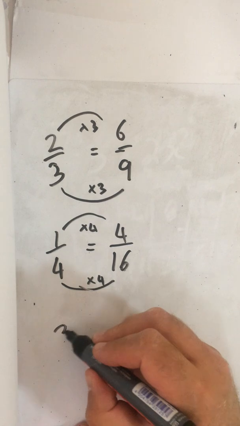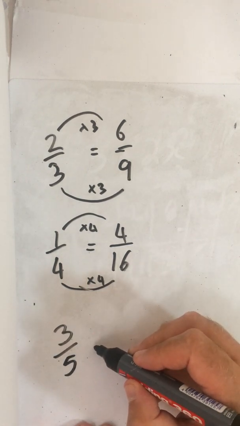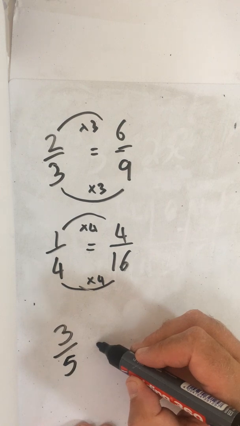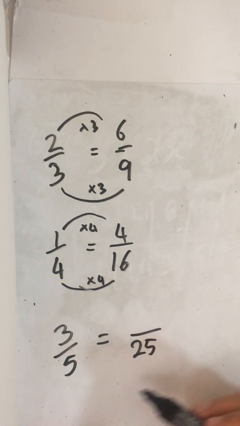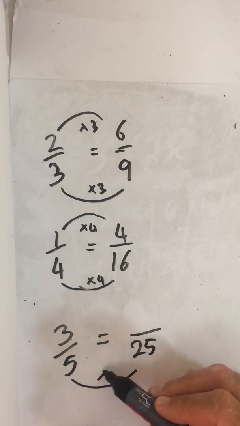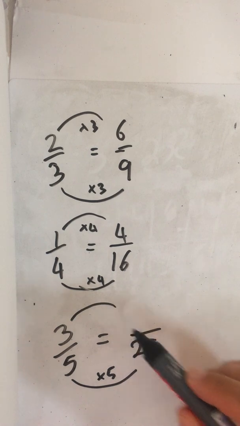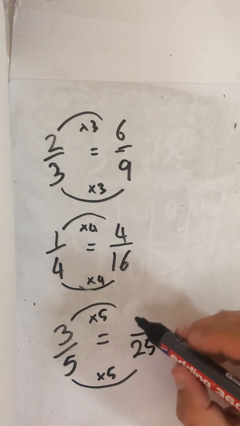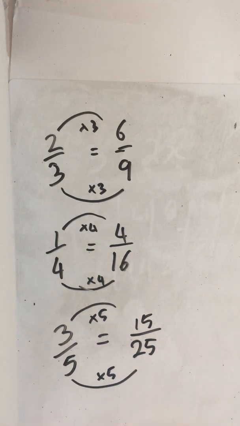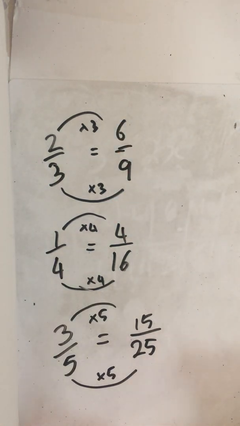Actually, now I've got 3/5, and I want to turn 3/5 into an equivalent fraction over 25. Okay, how am I getting from 5 to 25? Times it by 5, because I've timesed the bottom, the denominator, by 5. And times the numerator by 5 as well, 15. So these are all equivalent fractions. It means they are the same size.